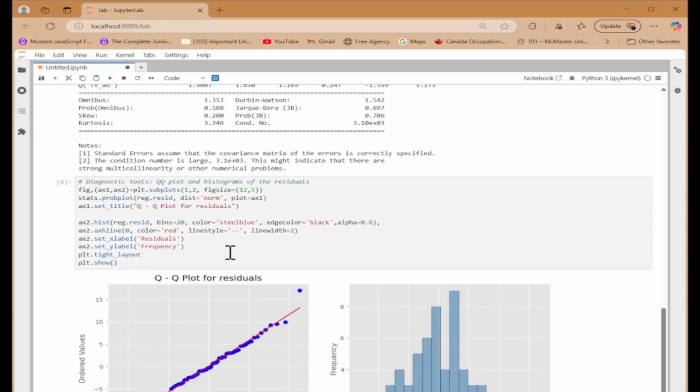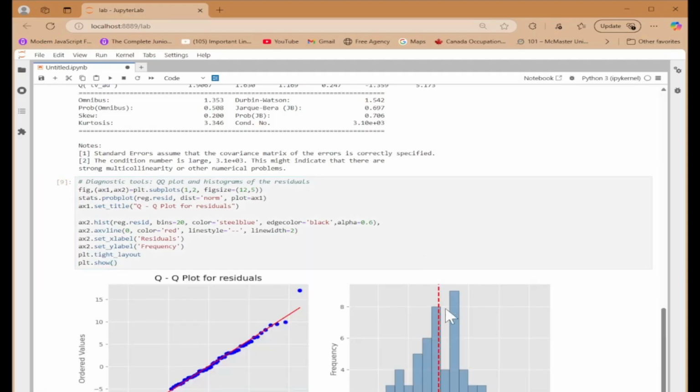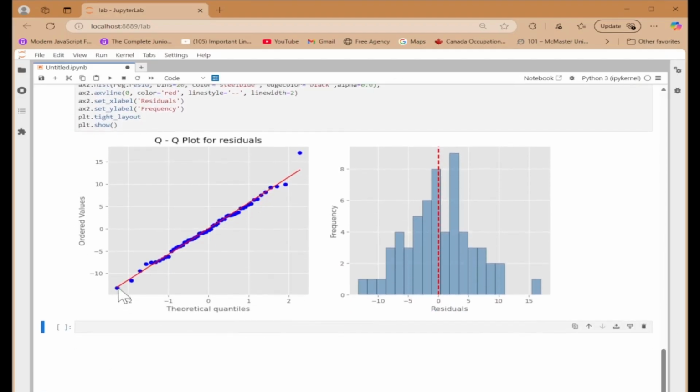So axline, I have something, it should be a vertical line to show the mean 0, right? To show the mean, it should be a vertical line. Okay, now you will see the vertical line, red dots here. You see here? So from here, we can see clearly that the residuals are distributed normally because they are along the line, as well as the histogram is approximately bell-shaped.